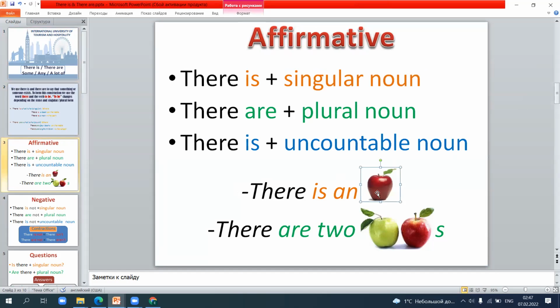There is an apple, only one apple. So we should use the construction there is with a singular noun. There are 2 apples. As you see, 2 apples is a plural noun. So it means we should use the construction there are.